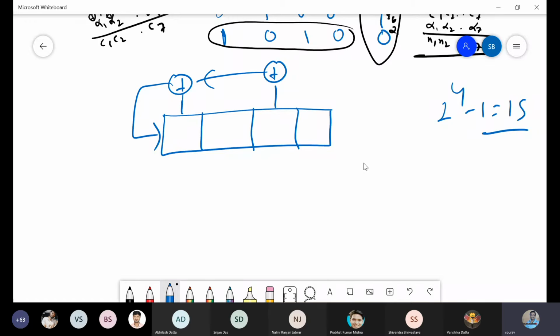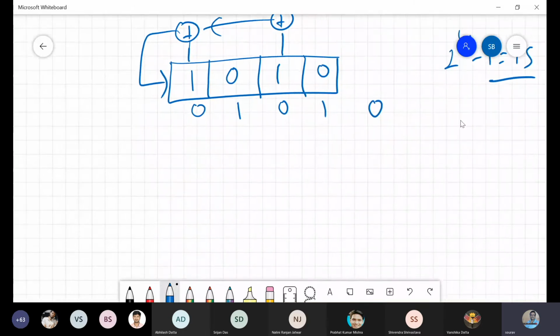This is another LFSR. So now it doesn't matter what the initial state is. So suppose this is the initial state. Now can you quickly see the period? So this will come here. So this is the first bit, and this will be 0.